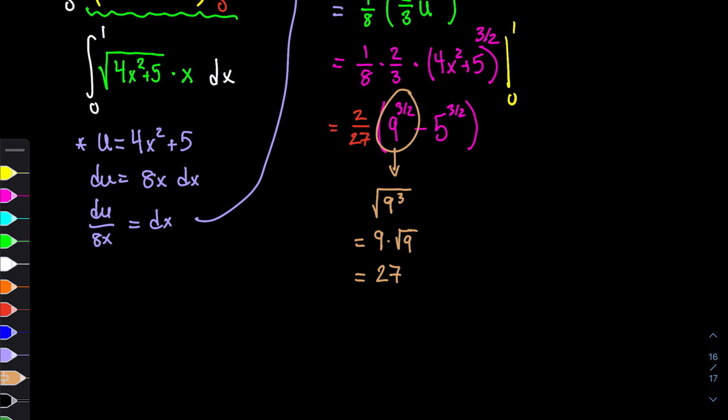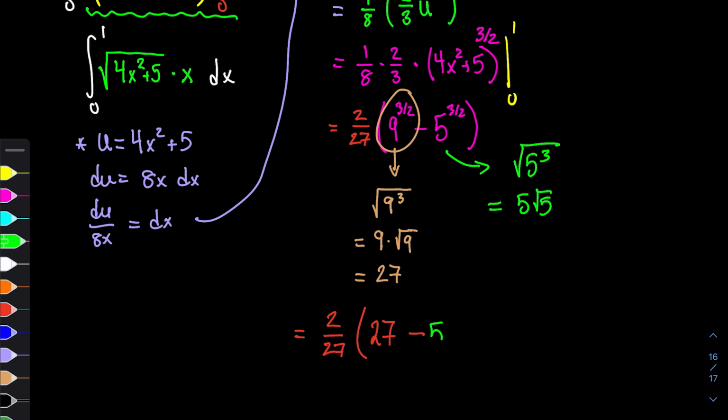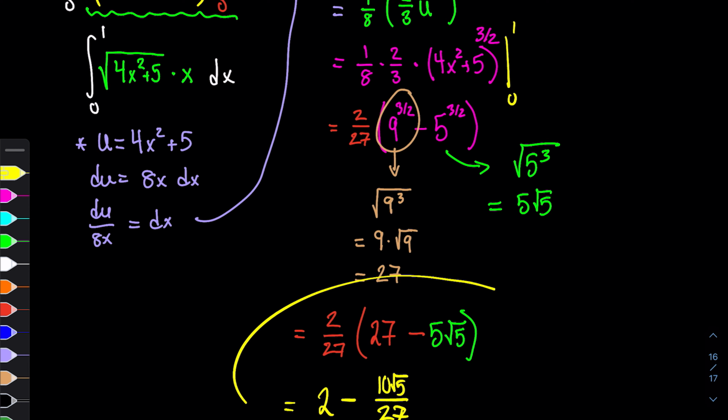The second one, let's see. So we're going to get this equals 2 over 27 times 27 minus, now let's do 5 to the 3/2. So this is the square root of 5 cubed, which is 5 square root 5. So we'll put 5 square root 5 in here. And this is an acceptable answer. You could leave it like this. You could go one step further and say this is 2 minus 10 root 5 over 27. Either one of these would work.